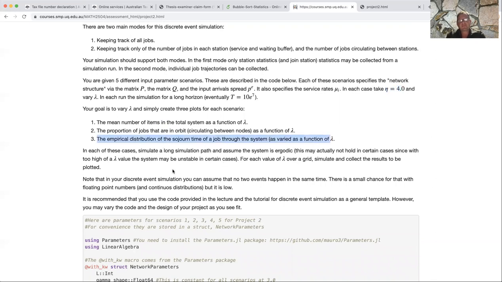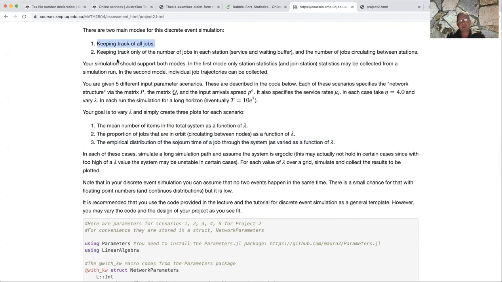The third thing, and for this you need to do the first type of simulation. You can do all of them with the first type of simulation, but the second type of simulation is faster. So with the first type, you'll do the third plot, and that's keeping the empirical distribution of the sojourn time of a job through the system. So how long does it take somebody to go through the system? That just means time from arrival until departure, that's sojourn time, and how it varies as a function of lambda. Each job has quite a complicated path, but that's the sojourn time. So collect the empirical distribution of that. Show a histogram or empirical cumulative distribution function or some other similar plot.